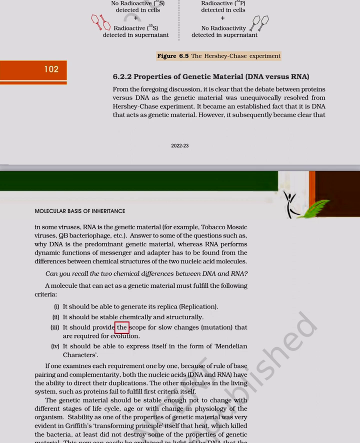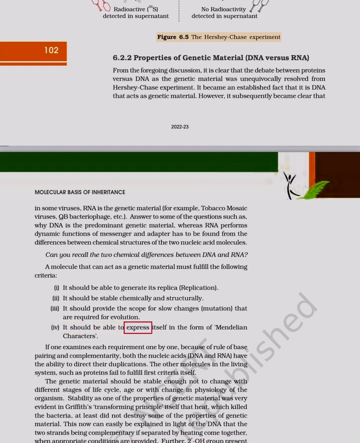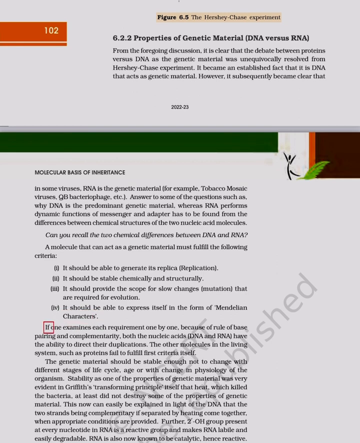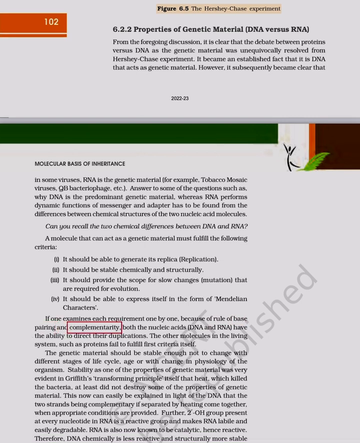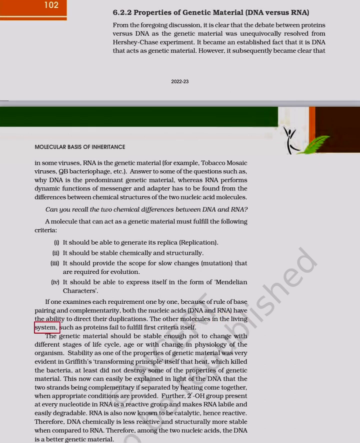3. It should provide the scope for slow changes, mutation, that are required for evolution. 4. It should be able to express itself in the form of Mendelian characters. If one examines each requirement one by one, because of the rule of base pairing and complementarity, both the nucleic acids, DNA and RNA, have the ability to direct their duplications. The other molecules in the living system, such as proteins, fail to fulfill the first criterion itself.